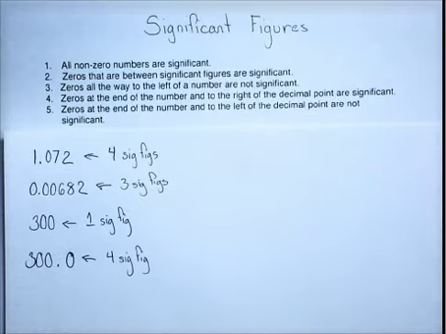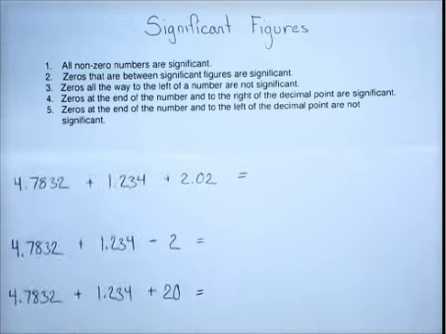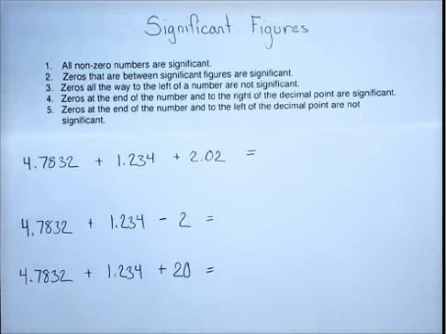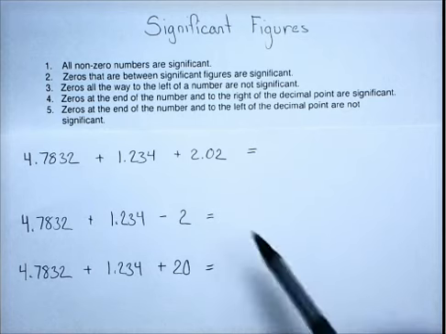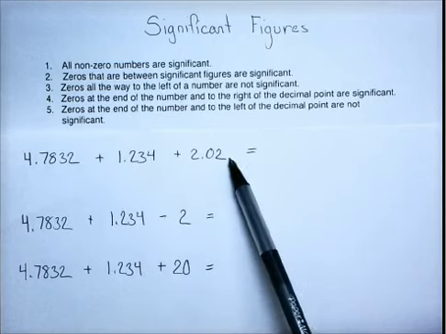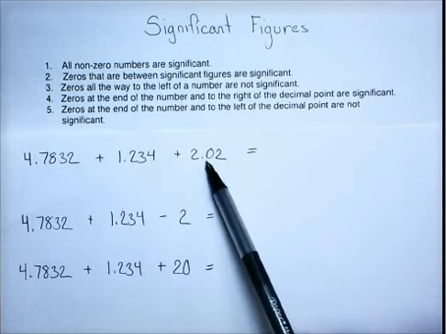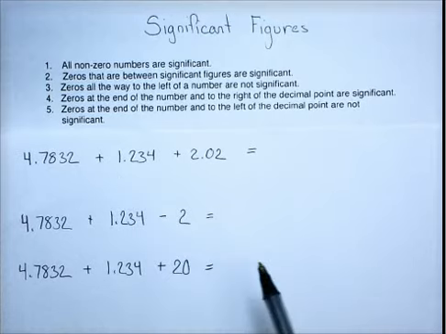The next thing we're going to look at is how to do math with these, how to add and subtract using these significant figures, and multiply and divide for that matter. But first, let's look at the addition and subtraction rules. So I have here 3 addition and subtraction problems, and the rules are the same for both of them, so you don't have to think too hard about this. But if we look at these 3 numbers, 4.7832, 1.234, and 2.02, we can figure out what digits within those are significant figures.